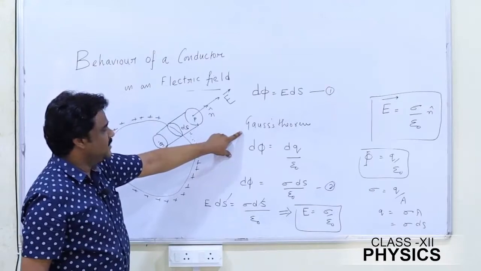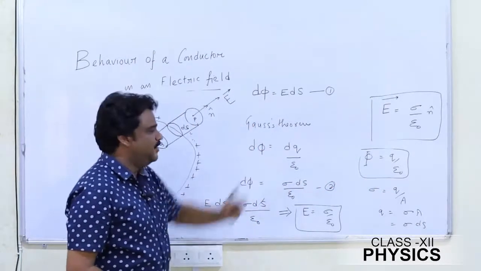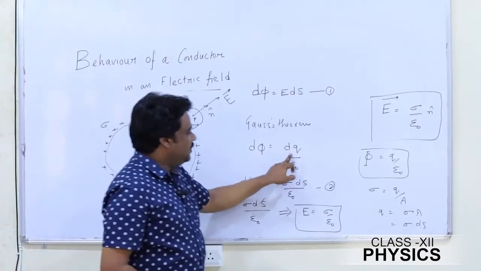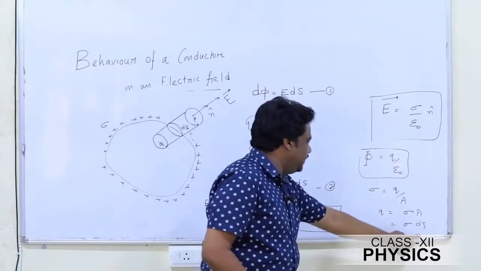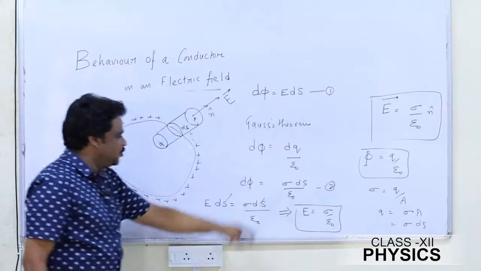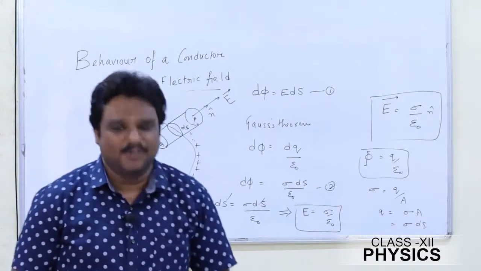Second, according to Gauss theorem, phi is q by epsilon naught. Just change it: it is d phi and dq. So d phi can be written as dq by epsilon naught. So what is dq? dq can be written as sigma into dS, from the surface charge density formula. Equating 1 and 2 to get the electric field, the electric field at the surface is sigma by epsilon naught.